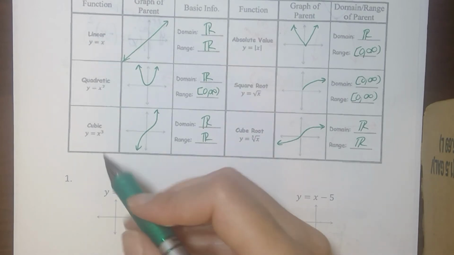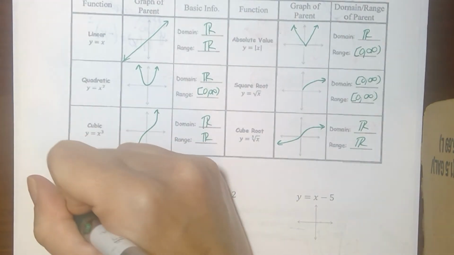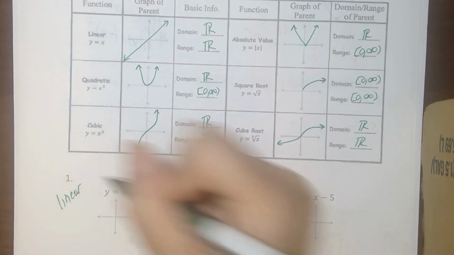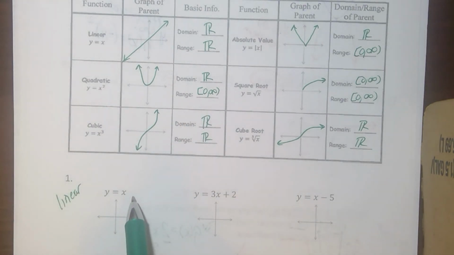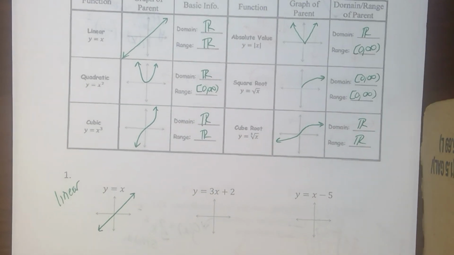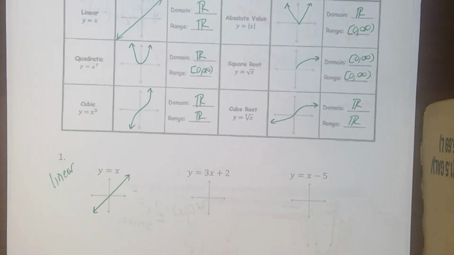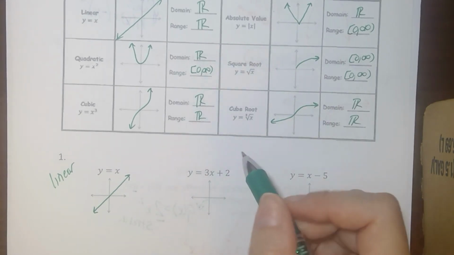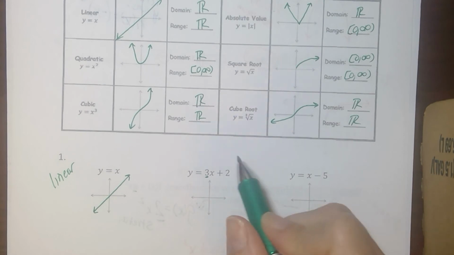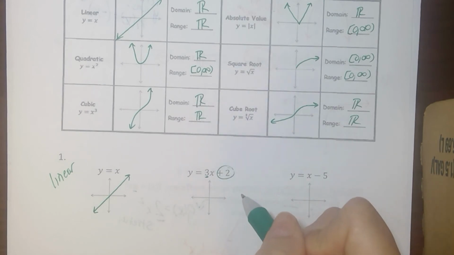So number 1, my parent function, we're working with my linear family of functions here. y equals x is the parent linear function. So my parent linear function has a slope of a positive 1. It goes through the origin. And then my first set of transformations, I've got a coefficient in front of the x, and then I have this plus 2. So I have 2 transformations here.